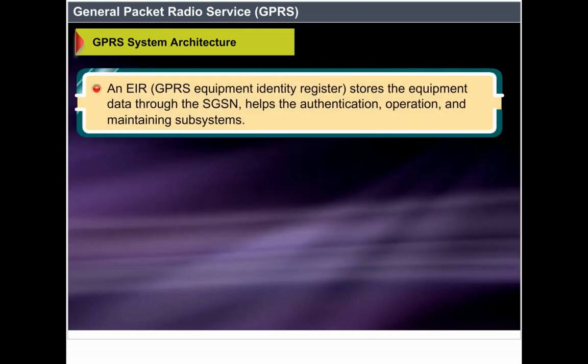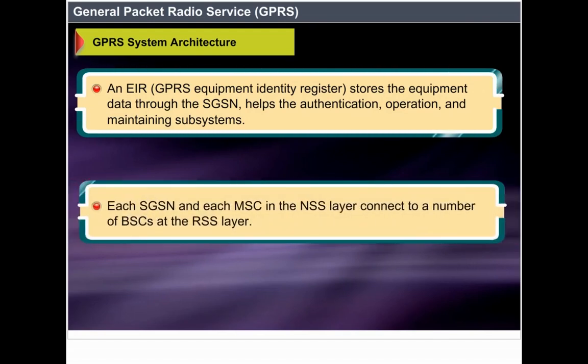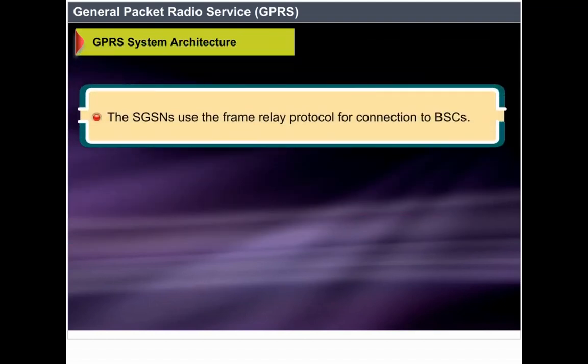An EIR, GPRS Equipment Identity Register, stores the equipment data through the SGSN, and helps the authentication, operation and maintenance subsystems. Each SGSN and each MSC in the NSS layer connects to a number of BSCs at the RSS layer. The SGSNs use the frame relay protocol for connection to BSCs.